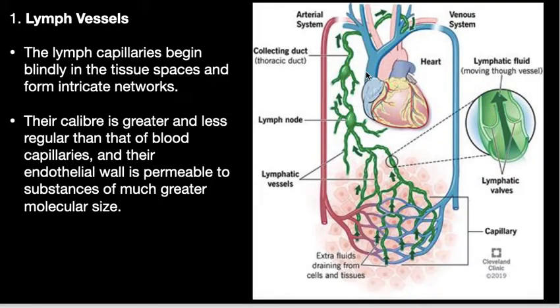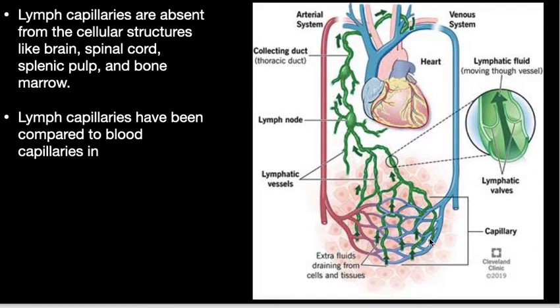Firstly, the lymph vessels. The lymph capillaries begin blindly in the tissue spaces and form intricate networks. Their caliber is greater and less regular than that of the blood capillaries, and their endothelial wall is permeable to substances of much greater molecule size. This is one of the reasons why cancer cells and infection can spread through the lymph vessels easily.